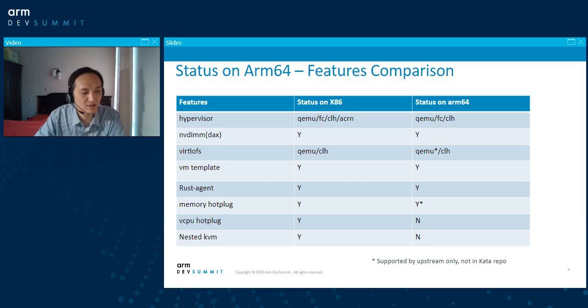And Arm64 doesn't support nested KVM, which is very important for the Kata CI subsystem.